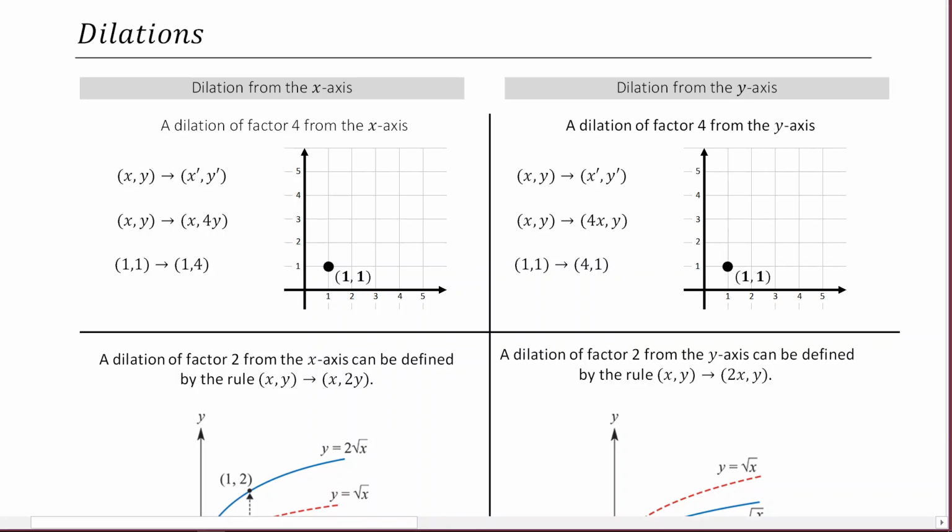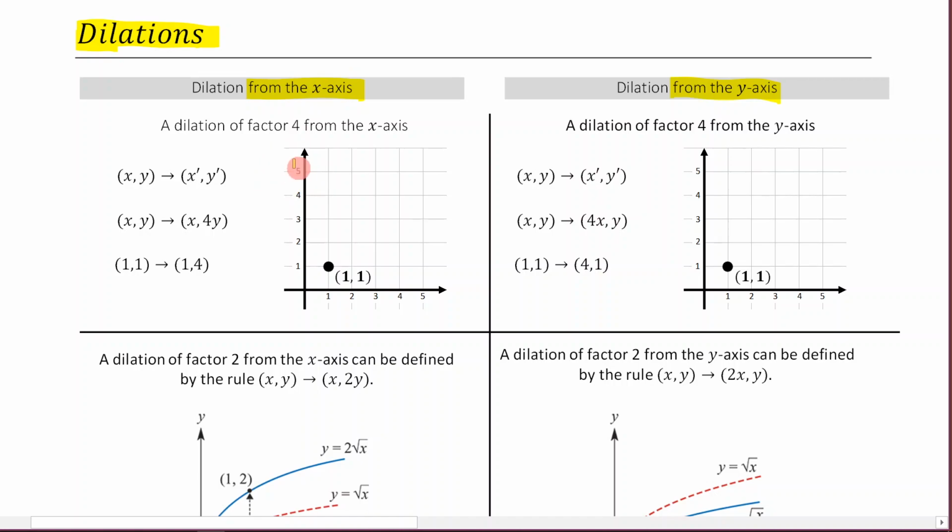Welcome. So in this lesson, we're going to begin to talk about dilations, which is a different type of transformation. Now, dilations come in two different forms. They come in dilations from the x-axis and dilations from the y-axis. And it's really important that we know the difference between these two types of dilations. Let's begin by looking at dilations from the x-axis.